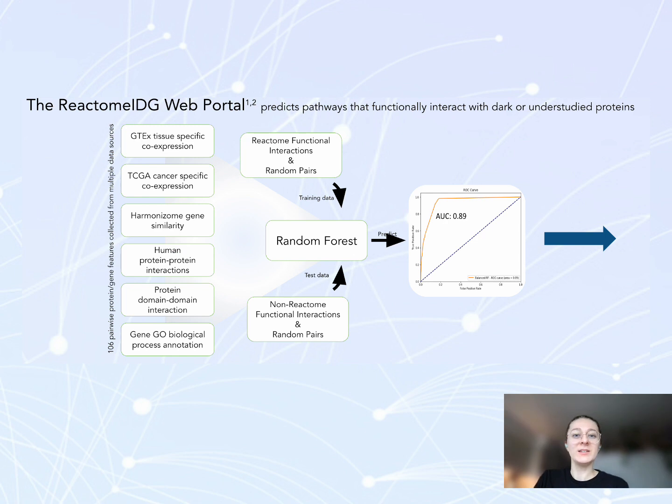The ReactomeIDG project uses a random forest model that was trained with 106 different pairwise relationships from a variety of sources. The functional interactions from Reactome were used as a training set. Together, this performed very well with an area under the curve score of 0.89.